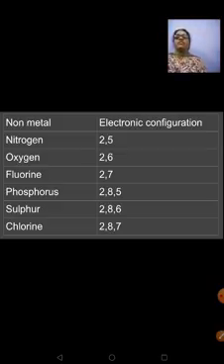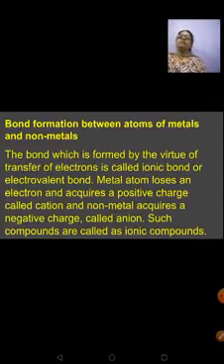Okay, so that's what we will be learning in detail now, about bond formation between atoms of metals and non-metals. See here. The bond which is formed by virtue of transfer of electrons is called an ionic bond or electrovalent bond. Why is it called an ionic bond or electrovalent bond? I'll explain to you now.